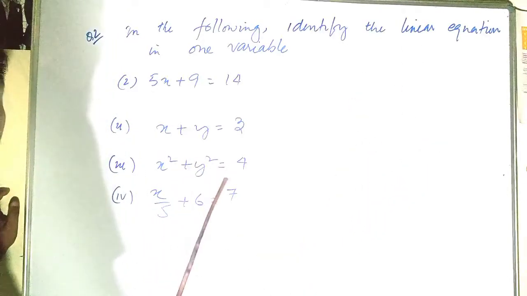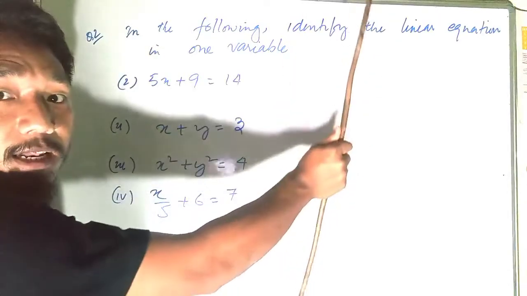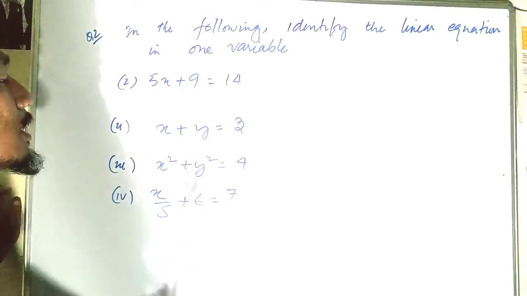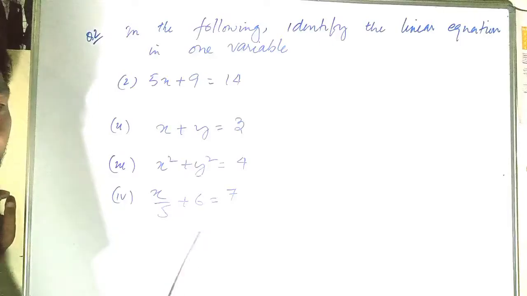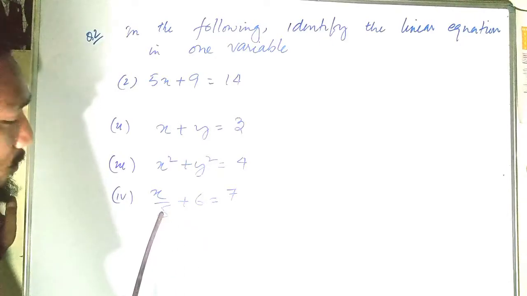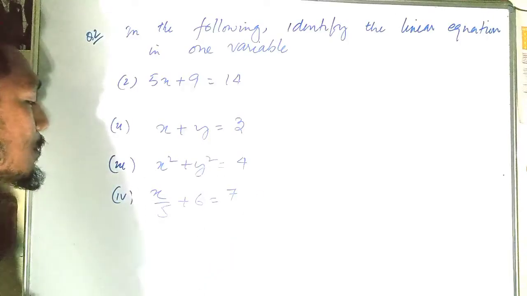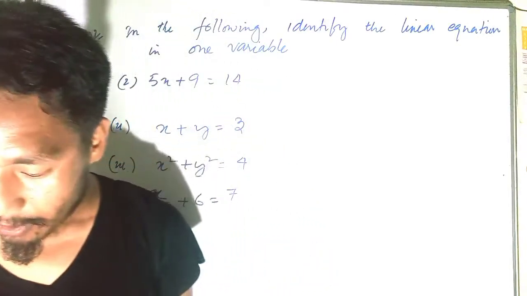Next, x squared plus y squared. Here square and square are there. But linear means the power should be only 1. That means this is also not a linear equation. Next, we have x by 5 plus 6 is equal to 7. We have only one unknown value, x, and the power of x is only 1. So this number 6 is also a linear equation in one variable.